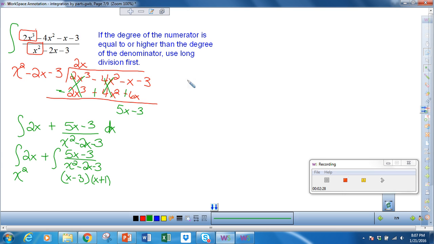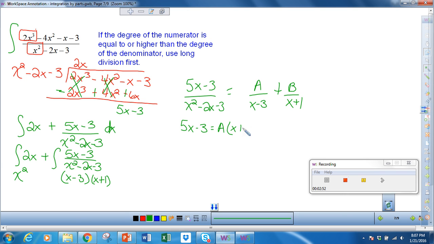And then we would set this up to get (5x minus 3) over (x squared minus 2x minus 3) equal to a over (x minus 3) plus b over (x plus 1), multiplying by the least common denominator. 5x minus 3 is equal to a times (x plus 1) plus b times (x minus 3).